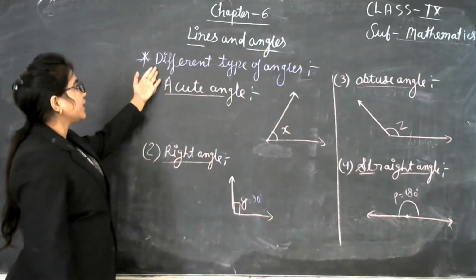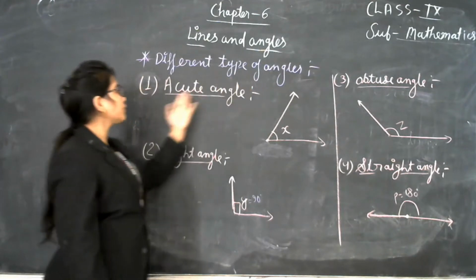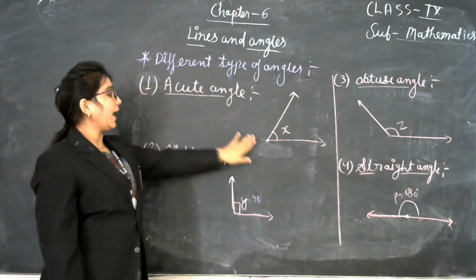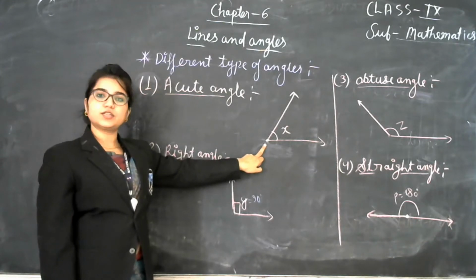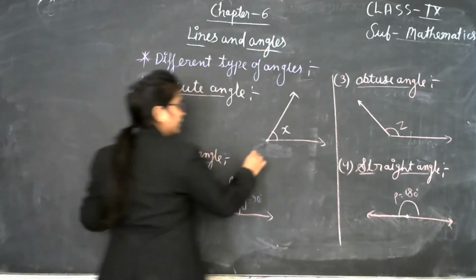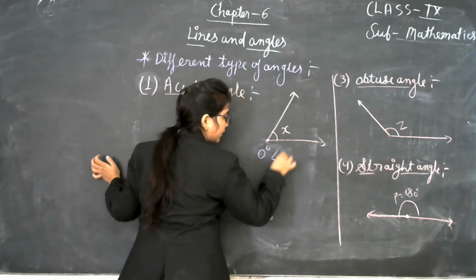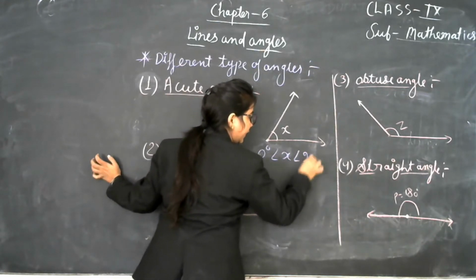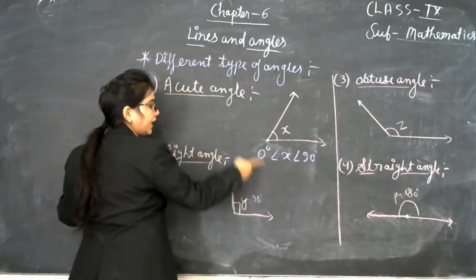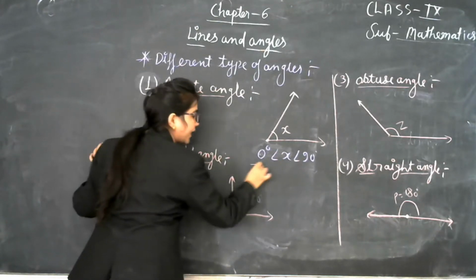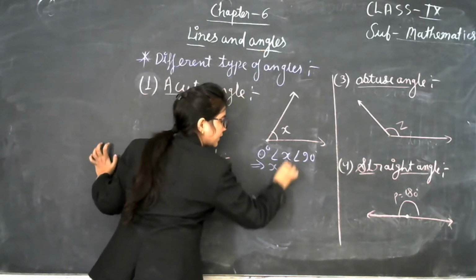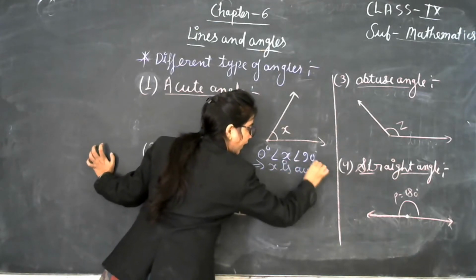So an angle is obtained from two rays originating from the same starting point. The next topic is different types of angles. The first is the acute angle. An angle less than 90 degrees but greater than 0 degrees is called an acute angle. So we write: this angle X is greater than 0 degrees but less than 90 degrees. It implies X is an acute angle.